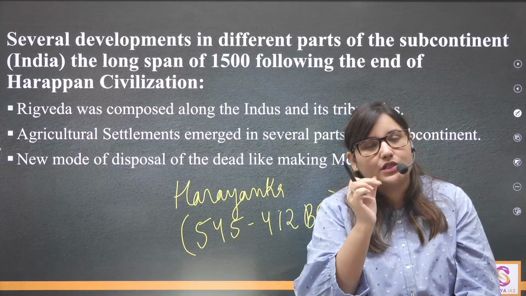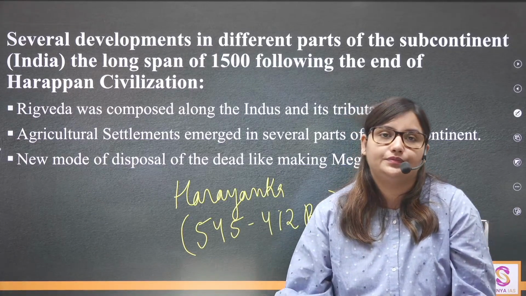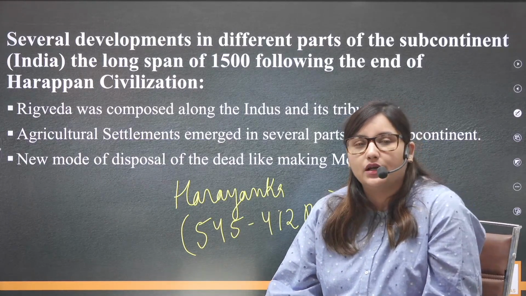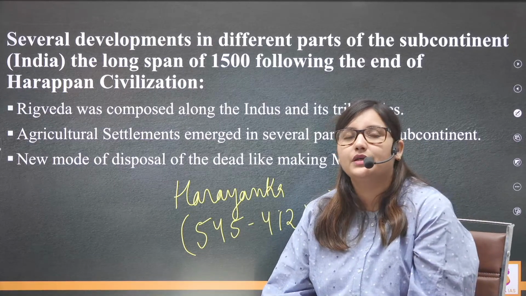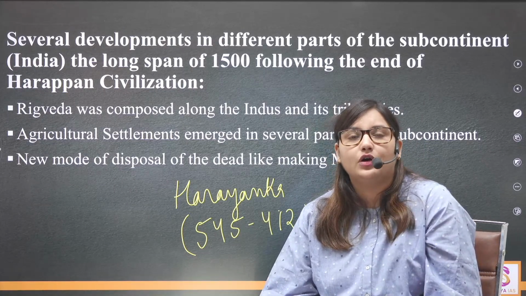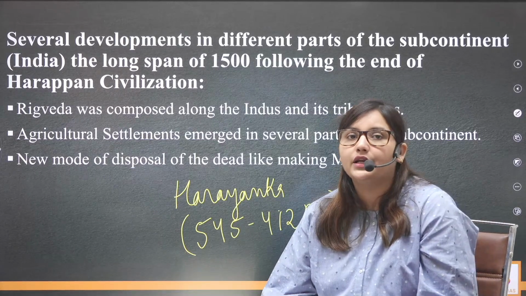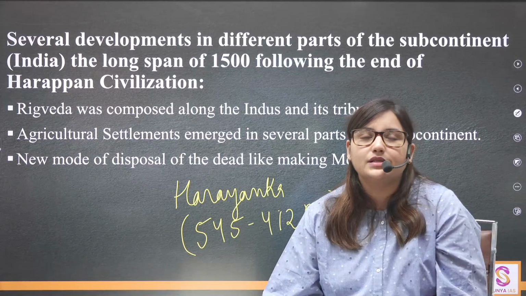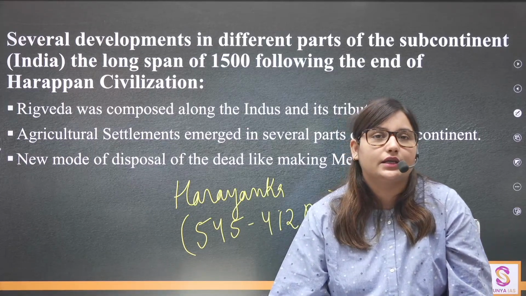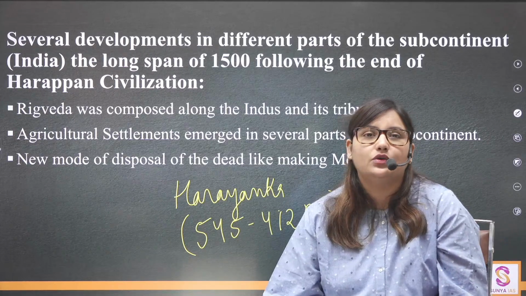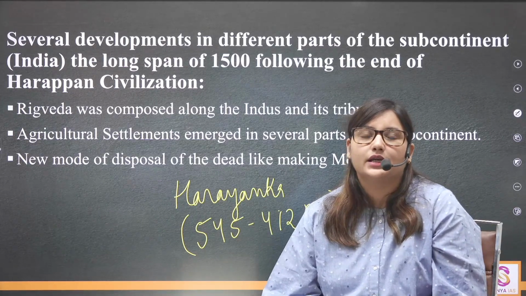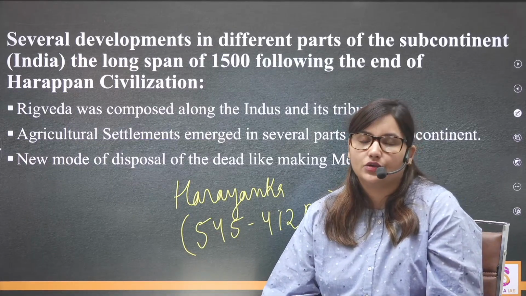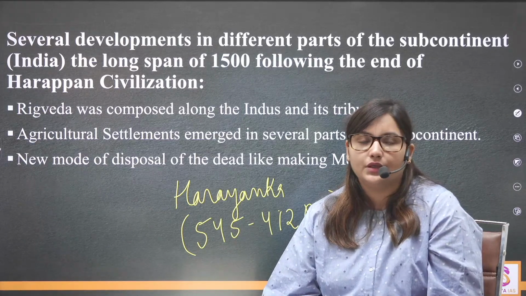Please write number 1, first point. First ruler was Bimbisara, from 544 BC to 492 BC. Second important ruler was Ajatashatru, 492 BC to 460 BC.